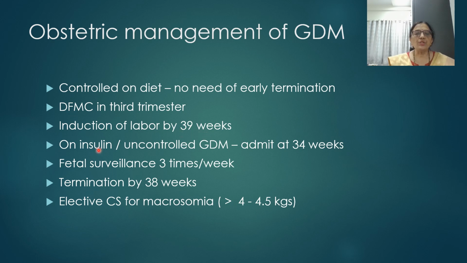But if the patient is on insulin or there is uncontrolled GDM, then we admit the patient. We should admit the patient at 34 weeks. We have to do more vigilant fetal surveillance 3 times per week and termination by 38 weeks. Elective cesarean section for macrosomia will be indicated whenever the estimated fetal weight by ultrasonography is more than 4 or 4 to 4.5 kgs.